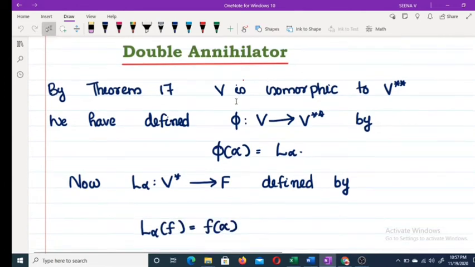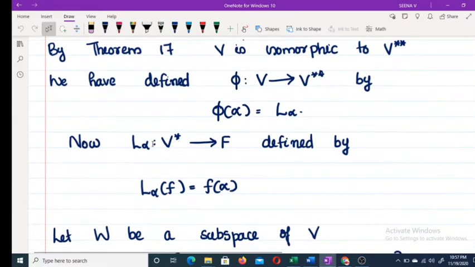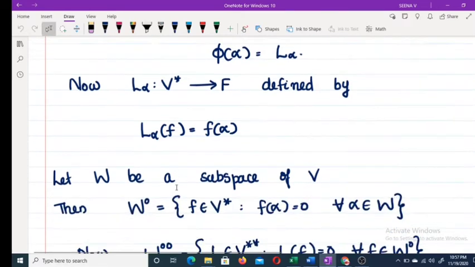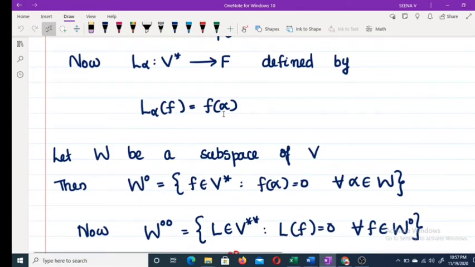So we have already discussed that V is isomorphic to V double star, and the map is phi from V to V double star defined by phi of alpha equal to L alpha. We have proved this phi is one-to-one, onto, and also a linear transformation. That means phi is an isomorphism. L alpha is defined from V star to F; it is a linear functional on V star. Therefore, L alpha of f is equal to f of alpha.